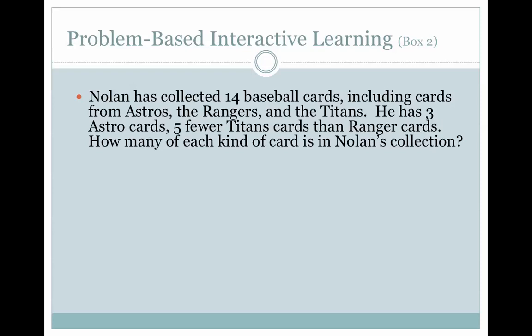Let's begin. Nolan has collected 14 baseball cards, including cards from Astros, the Rangers, and the Titans. He has 3 Astro cards, 5 fewer Titan cards than Ranger cards. How many of each kind of card is in Nolan's collection?